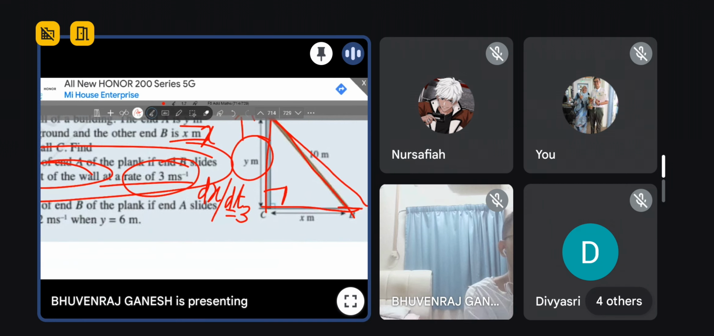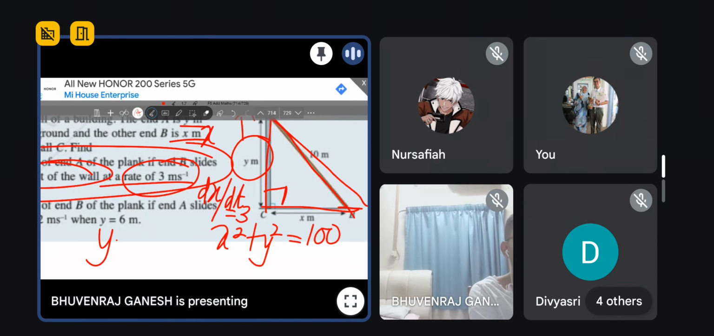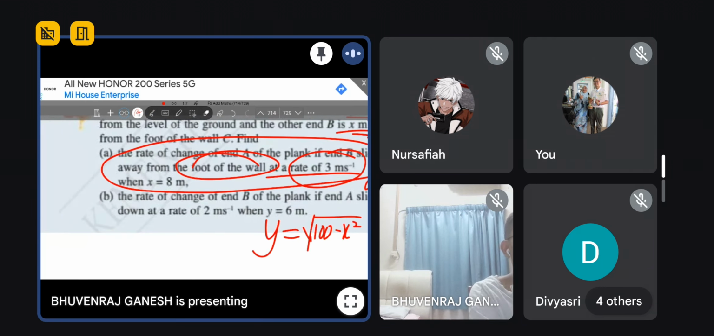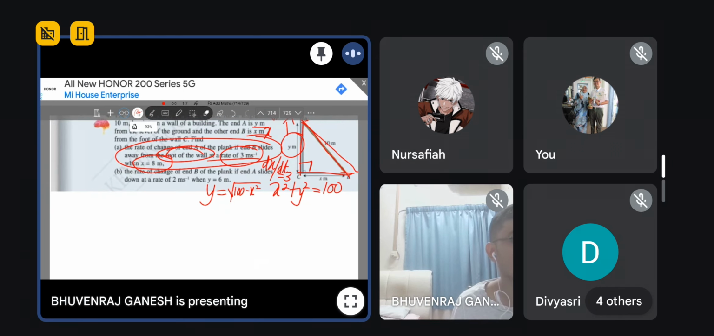So dy dx how, guys? Remember the equation just now I showed you? You can find the dy dx from the Pythagoras theorem. So this is the importance of it. Okay, so you just need to rearrange the equation. You will get something like this. Then you do dy dx, pembezaan peringkat pertama. Alright, and then your x value you substitute with 8 meter. Then you will get the answer. Okay, so the answer is something like this.